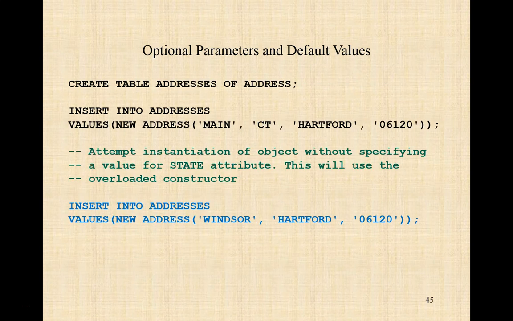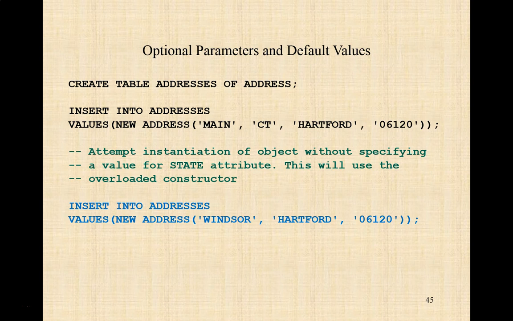Having dropped the addresses table, we start over by creating the table as a collection of address objects. We insert into addresses the result of invoking the address constructor with 4 attributes. Here we're providing a street, state, city, and zip code. In the second insert statement, we're invoking the overloaded constructor. Notice that when we call address, we're providing only 3 values. The values we're providing will be the street, the city, and the zip code. We're not providing a state value.